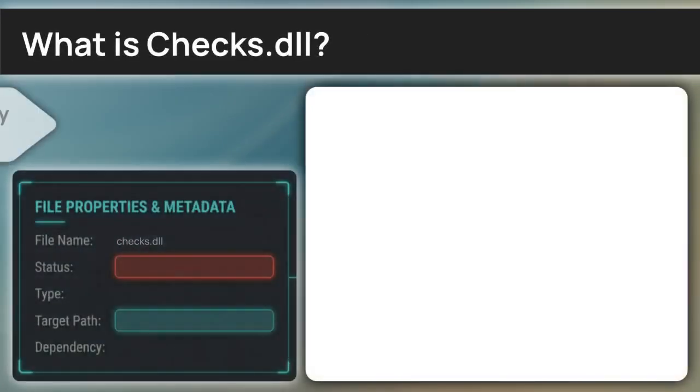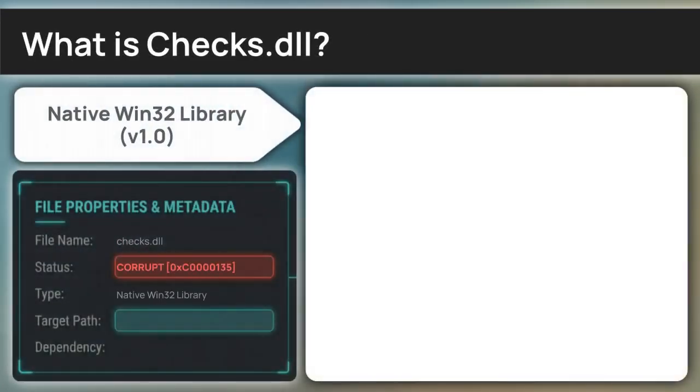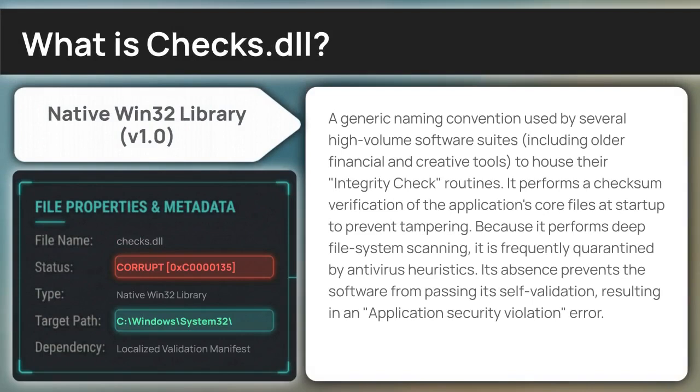This is the Checks module, a generic naming convention used by several high-volume software suites, including older financial and creative tools, to house their integrity check routines. It performs a checksum verification of the application's core files at startup to prevent tampering. Because it performs deep file system scanning, it is frequently quarantined by antivirus heuristics. Its absence prevents the software from passing its self-validation, resulting in an application security violation error.